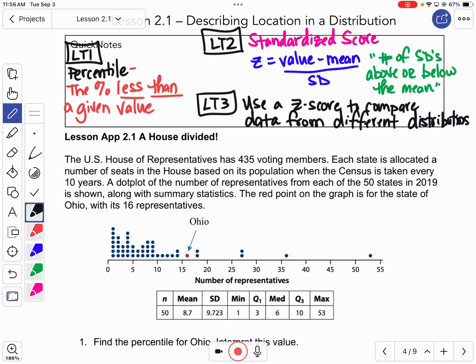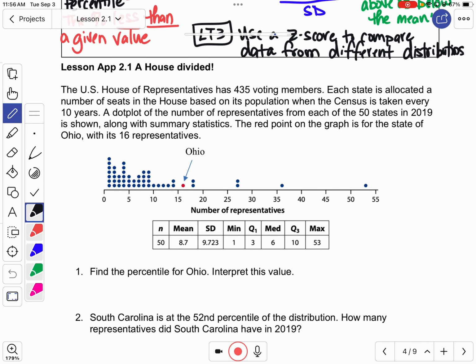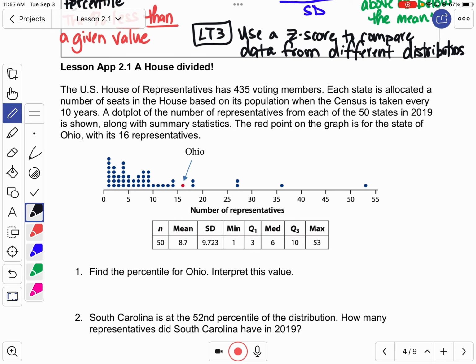All right, so let's take a look. So this is talking about the U.S. House of Representatives. It has 435 voting members. Each state's allocated a number of seats in the House based on its population when the census is taken every 10 years. A dot plot of the number of representatives from each of the 50 states in 2019 is shown along with their summary statistics. The red point on the graph is for the state of Ohio with its 16 representatives.